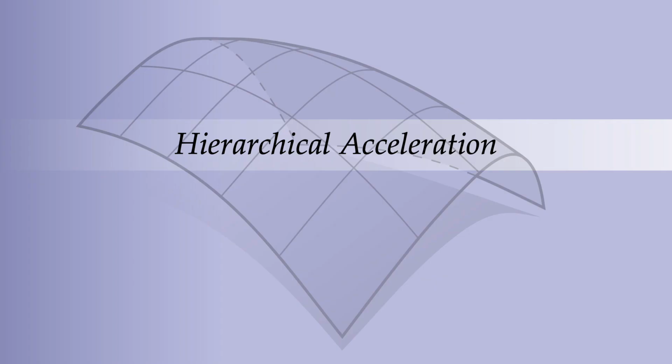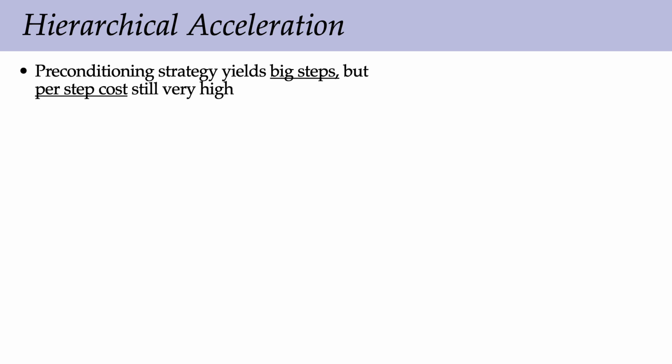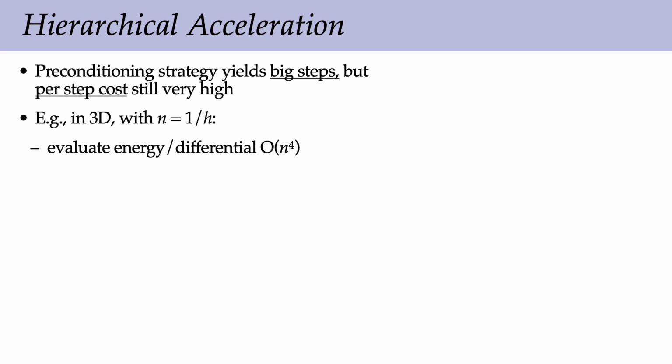Okay, so the final question is how to reduce the overall computational cost of each optimization step. So preconditioning already helps us take big steps, which is a very good thing, but the per step cost can still be quite high. For instance, in 3D, if h is the average edge length and n is 1 over h, then evaluating the energy or its differential is already an order n to the fourth operation. And what's worse is we have to build and invert a dense n squared by n squared linear system.